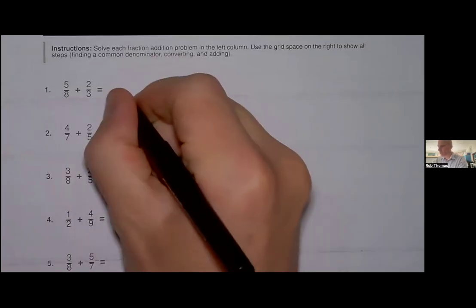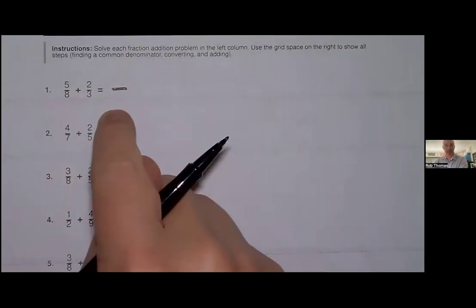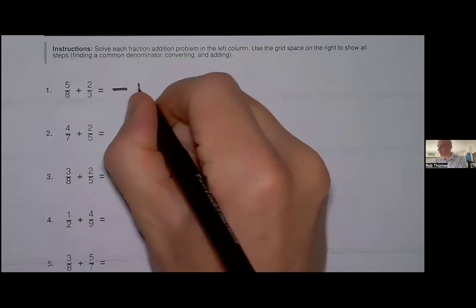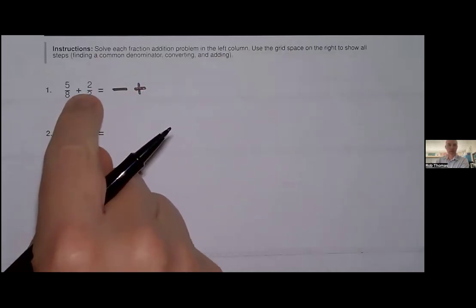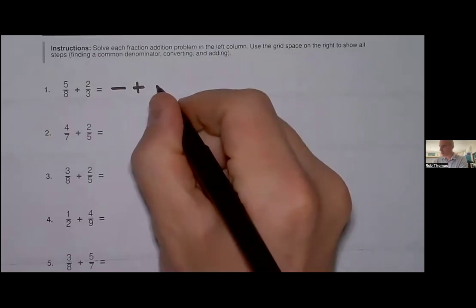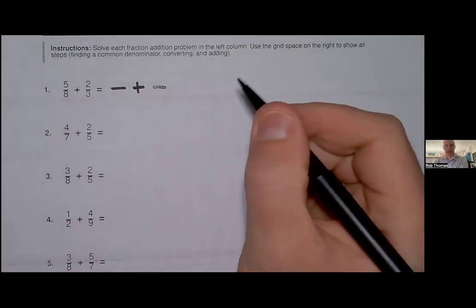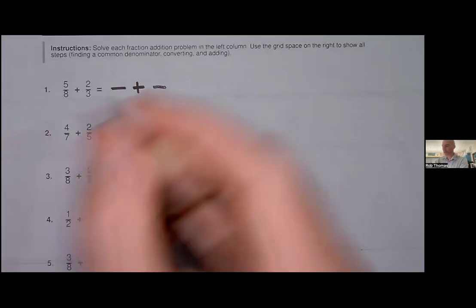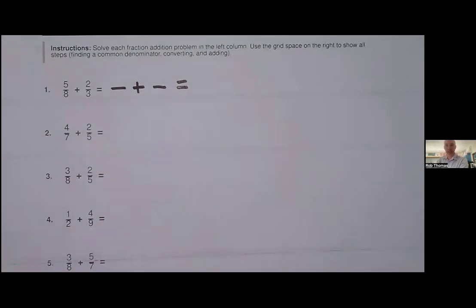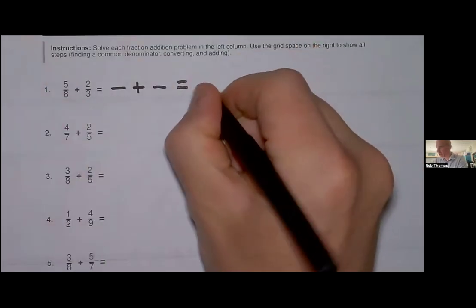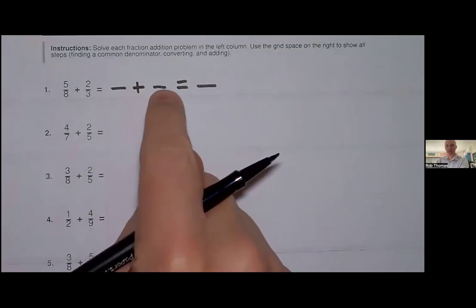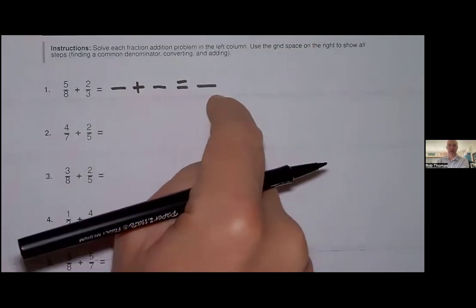I'm going to put a new fraction bar here. So that's a fraction bar that I'm going to put numbers on top and bottom of. I'm going to put a plus symbol because I know I've got a plus in this problem. And I'm going to put another fraction bar. And then after that, I'll get the answer. So it'll be equals. And it's going to equal a fraction. So I'm going to have another fraction bar. So what we have here is fraction bar plus symbol, fraction bar equals fraction bar.